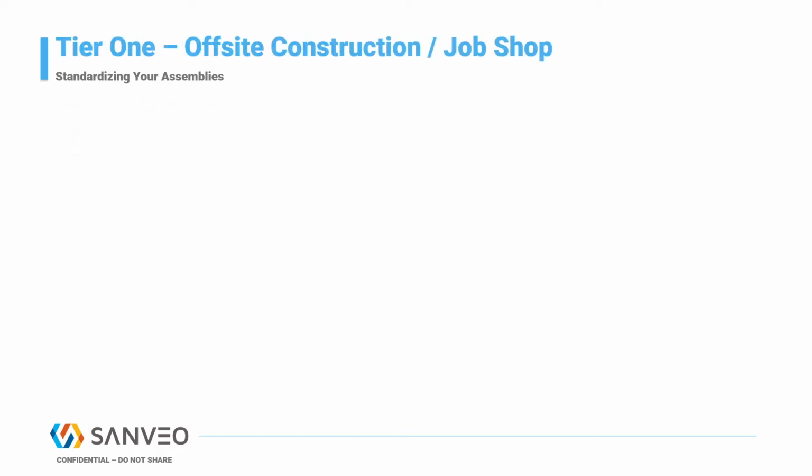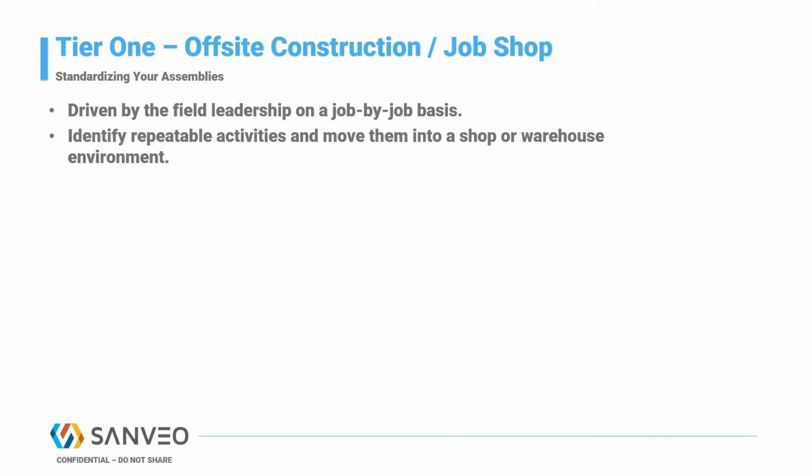Tier 1 is typically the first step in the process of adopting a prefab strategy. This tier is usually driven by the field leadership on a job-by-job basis. The general idea is to identify repeatable activities and move them into a shop or warehouse environment. The assembly process or tasks performed to create the assemblies are often the same or very similar to the steps you would find in the field.